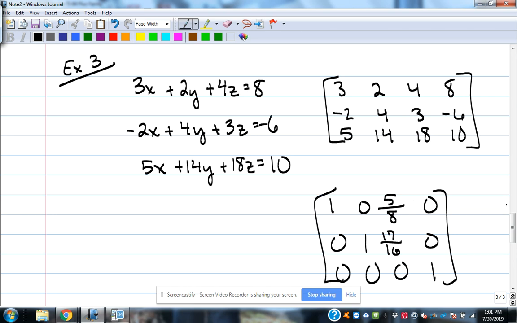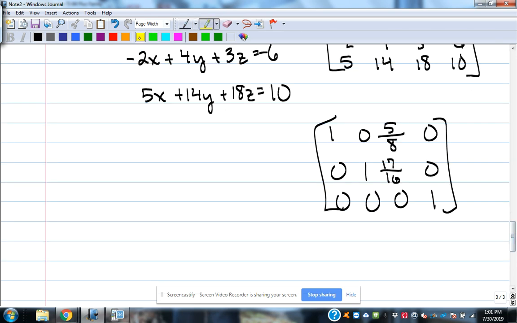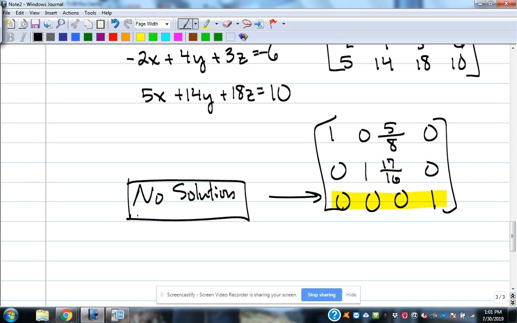And the bottom row tells the tale. So here we have the bottom row. It has 0x, 0y, and 0z is equal to 1. Well, 0 plus 0 plus 0 can never equal 1. So that tells me that this one has no solution. And that is all I have to do when there is no solution.